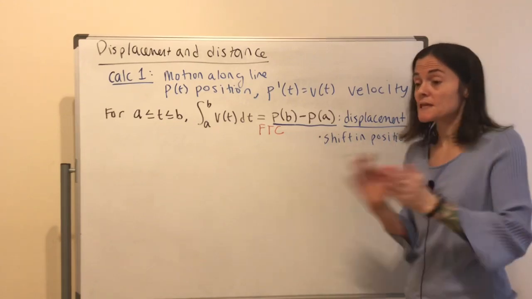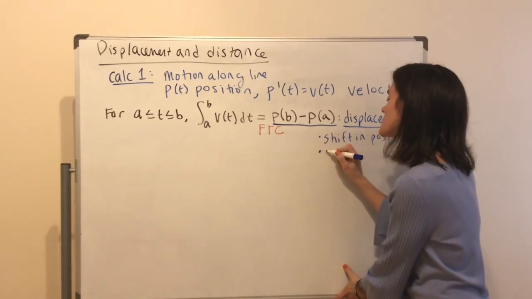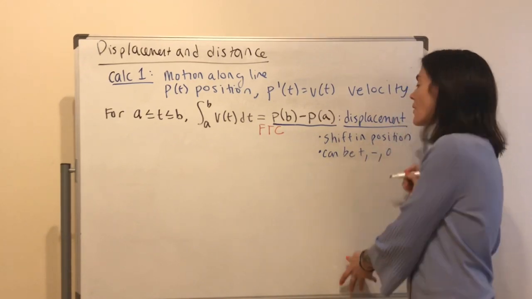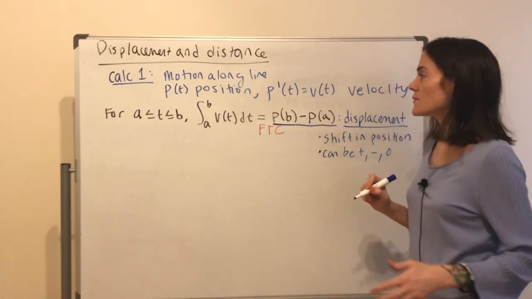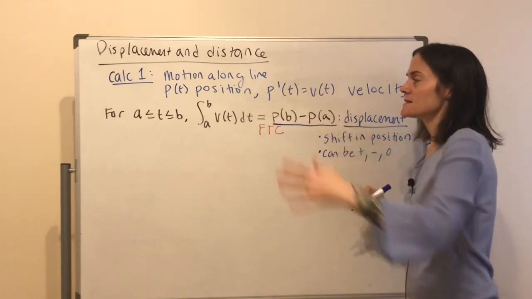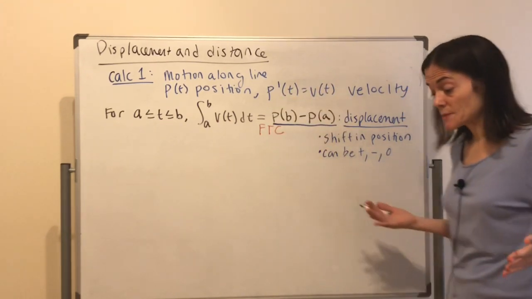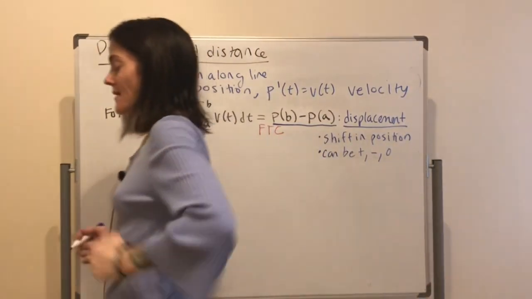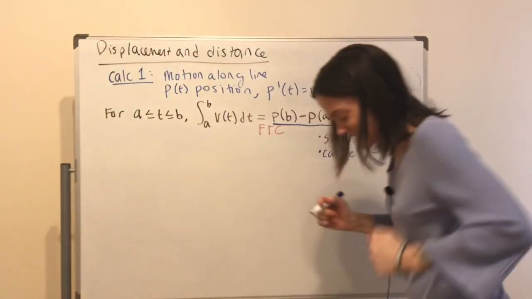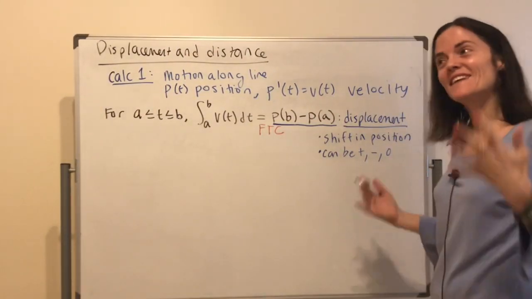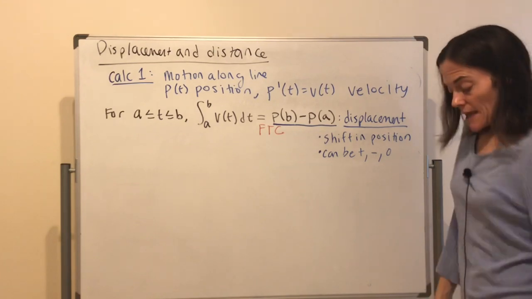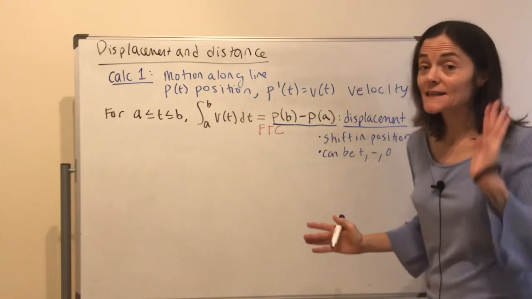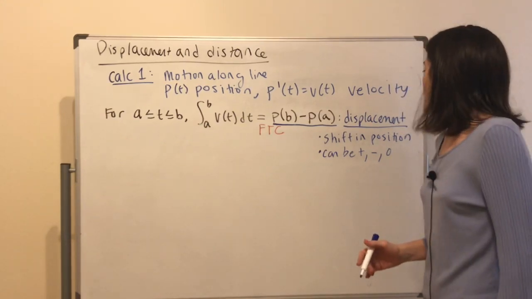So it's just some shift in position, and because of this, it can be positive, negative, or zero. Even if your velocity is not necessarily zero the whole time, you can have zero displacement. For example, I could be right here, I could run like this, and then I could run like this, okay? My final and initial position were the same, and so I would get zero for my displacement, okay?